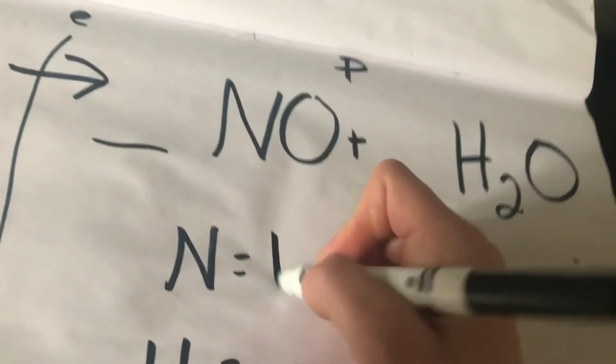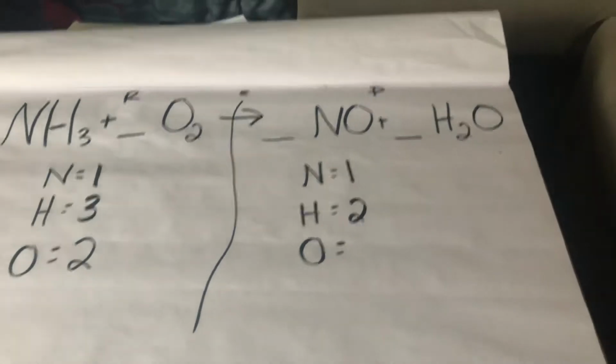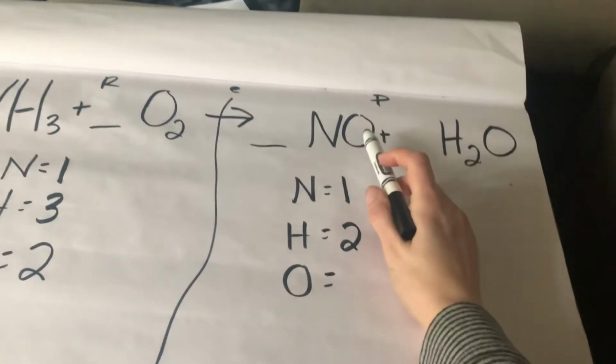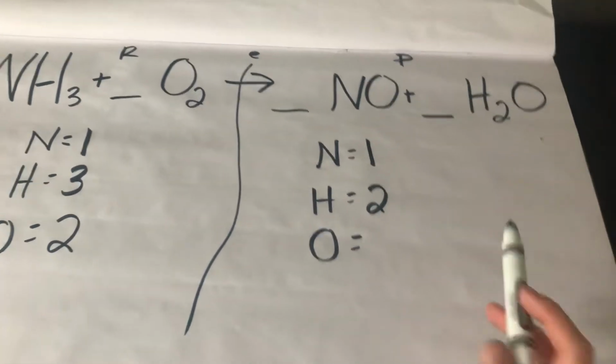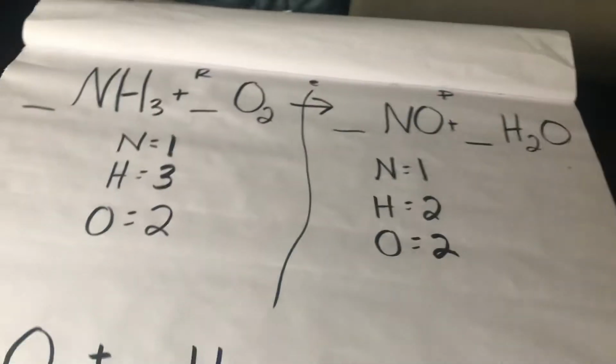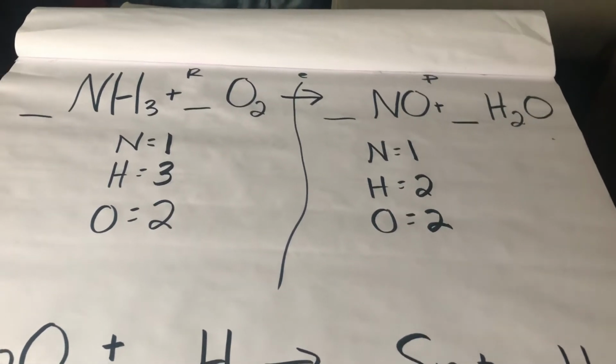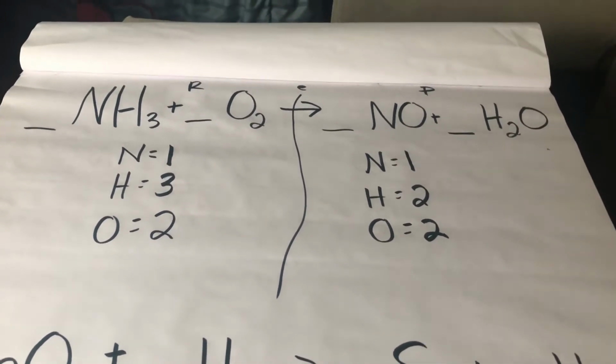All right, then I'm going to do the same thing on this side. So I have 1 nitrogen, I have 2 hydrogens, and I have this 1 oxygen plus another oxygen, so 1 plus 1 is 2. All right, so now we have to start to balance. And remember, the whole point of this is the law of conservation of mass. Whatever we start with, we need to end with.